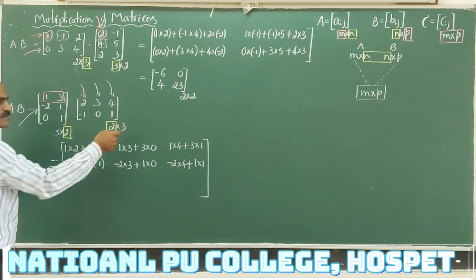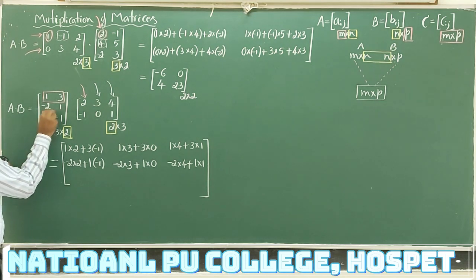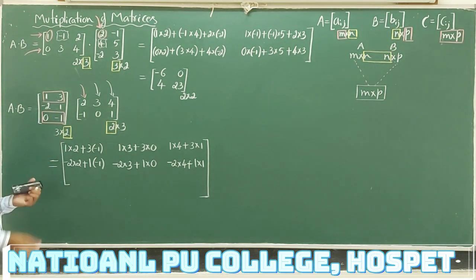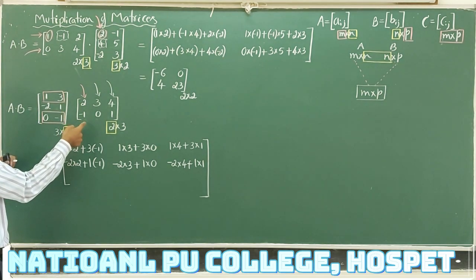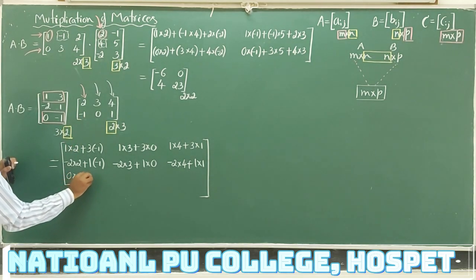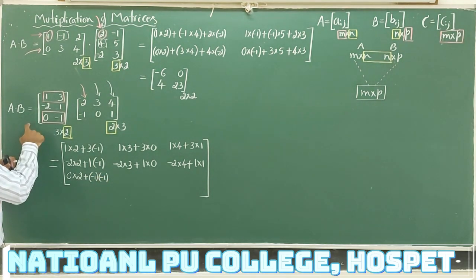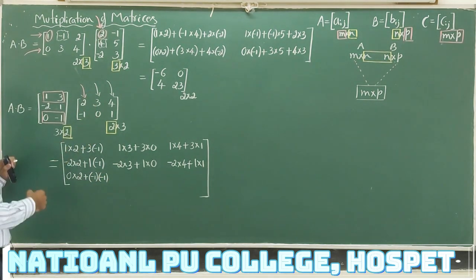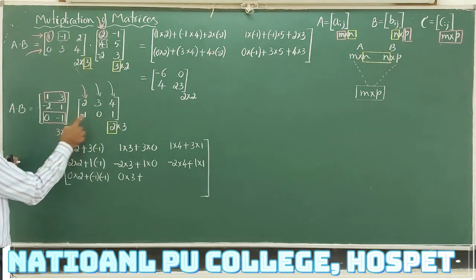No more columns. Now take third row elements. That is 0 and minus 1. Combine with first column elements. 0 with 2, minus 1 and minus 1. So 0 into 2 plus minus 1 into minus 1. Third row, second column elements. 0 into 3 plus minus 1 into 0.